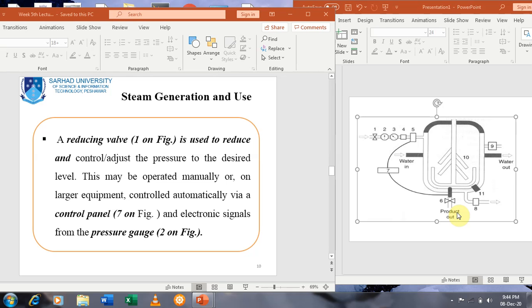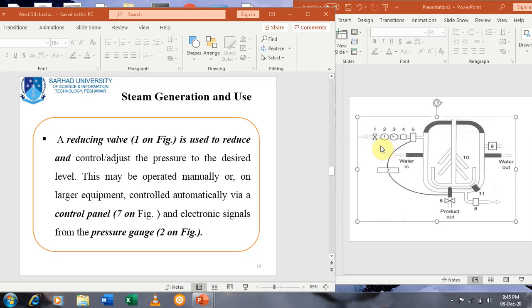Now you can see on the right side the schematic diagram with a reducing valve, shown as 1 in the figure. It is used to reduce, control, or adjust the pressure to the desired level. The reducing valve, designated as 1, is for pressure control or pressure adjustment to the desired level.